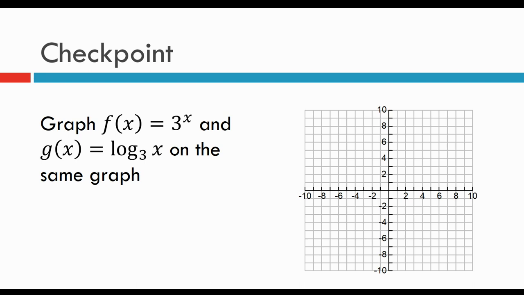All right, so we'll talk more about the vertical asymptote aspect of that in a later lesson, but go ahead, pause the video, and try graphing f of x equals 3 to the power of x, and then g of x equals log base 3 of x. Notice how they are inverses because they share the same base. Graph them on the same graph, please.